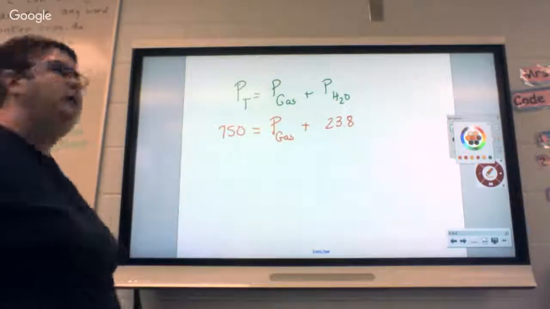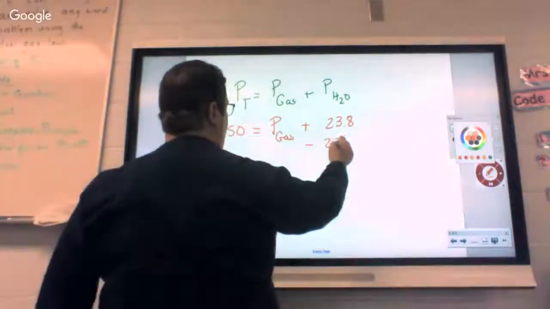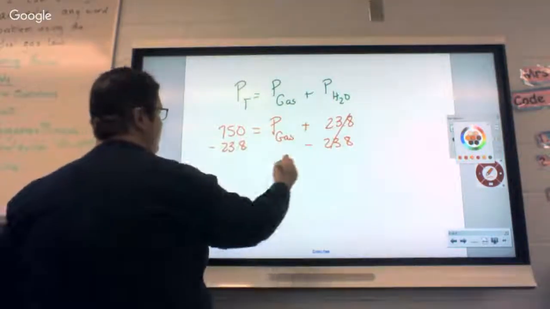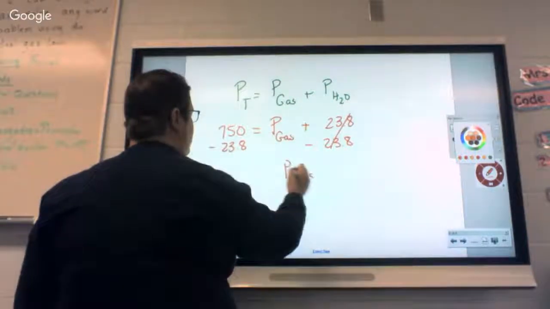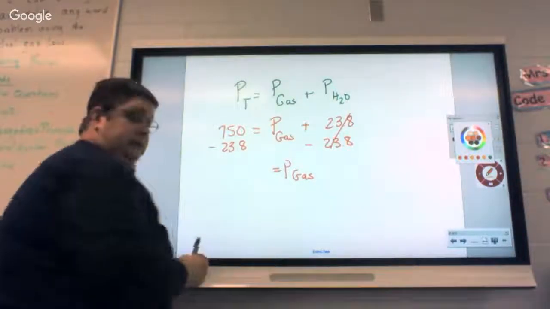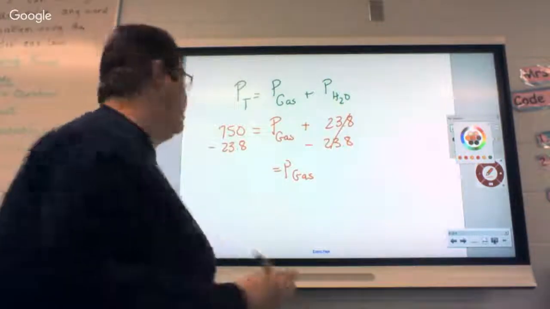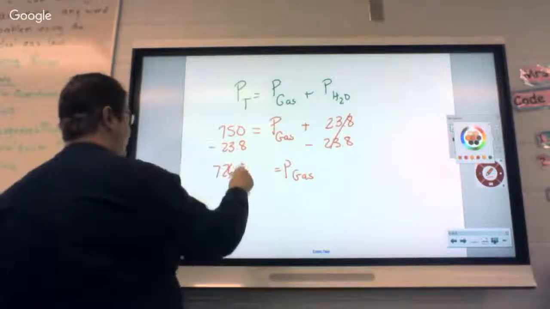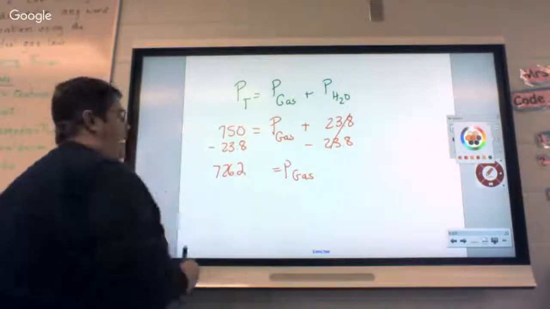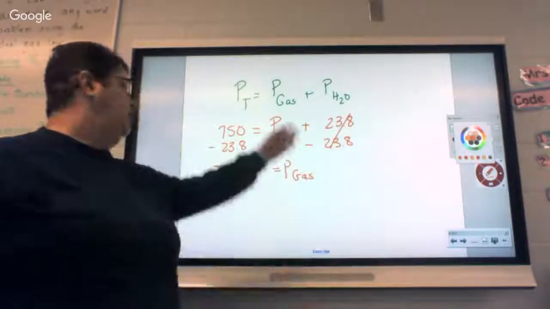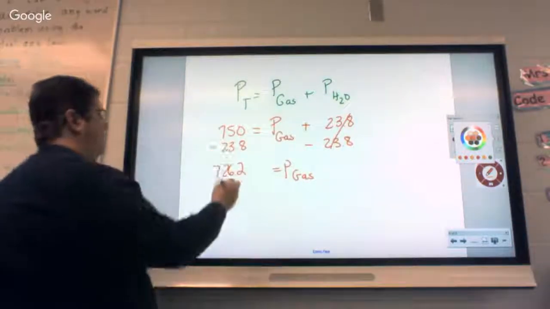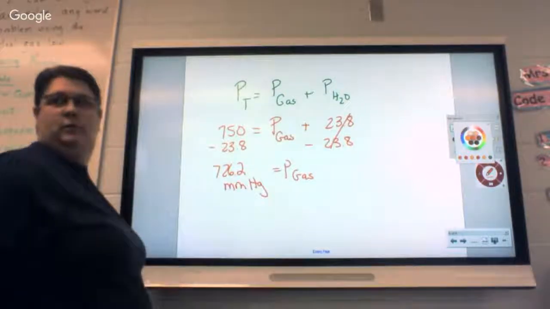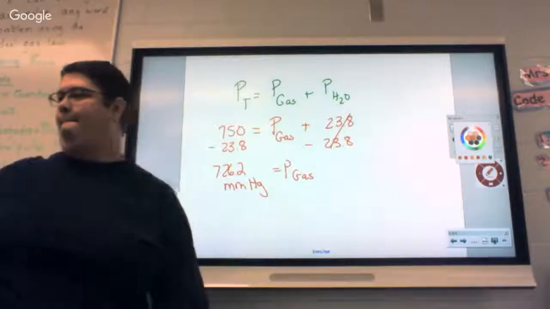So from there, to find P gas, subtract 23.8 on this side. Subtract 23.8 on this side. And P gas is what we subtract. 726.2. All right. Now, when I do that, what unit do I put on my answer? Well, what was the unit on the P total? mmHg. So that's the unit that I put on my answer, millimeters of mercury.